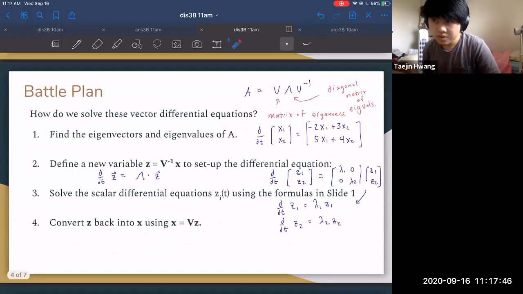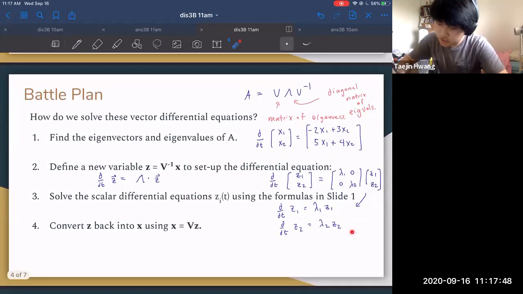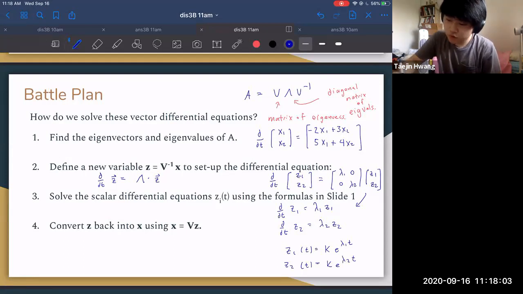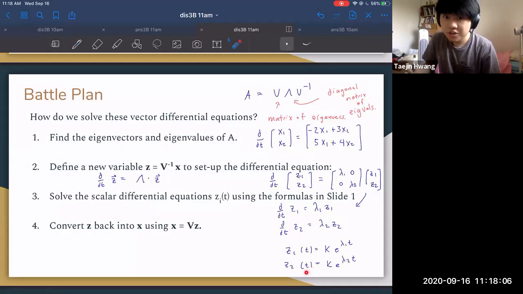So once we solve these, they will be of the form k e to the lambda 1 t and k e to the lambda 2 t. We've solved the differential equation in terms of z, but we want to solve it in terms of x. So if we define a variable z is equal to v inverse x, we can go back by saying x is equal to v times z. So any questions about the big picture plan for today?